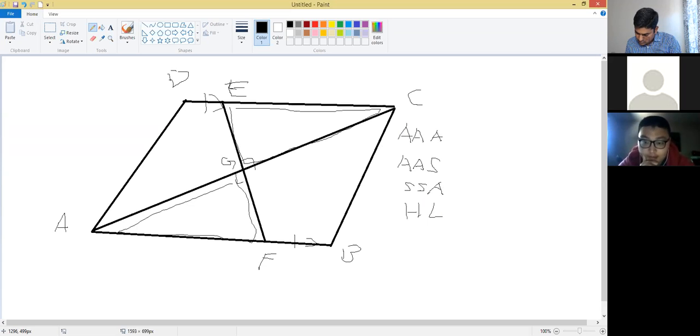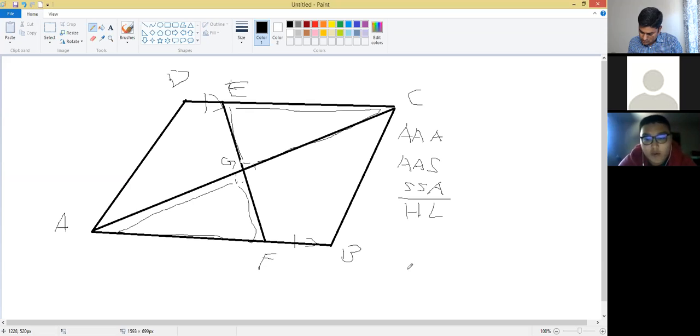I think is G a right angle or? We don't know that. Okay, so then SSA. You mean SSA or what? Yeah. You mean this one? Why is that? Why do you think it's SSA? Because the two triangles are congruent.